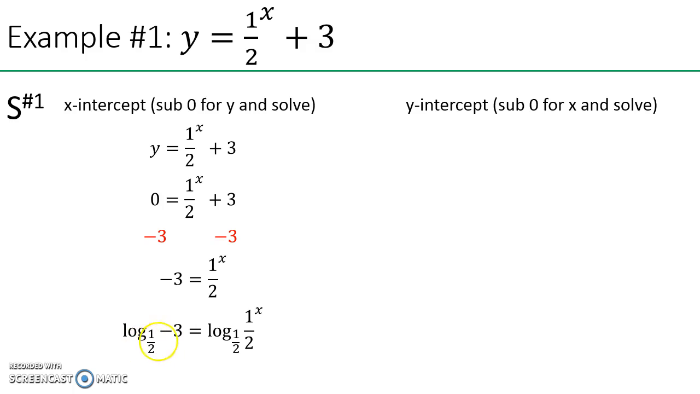So now we're looking at log base 1/2 of -3 equals log base 1/2 of (1/2)^x. Now on this side, the log base 1/2 and this 1/2 will cancel out, just leaving us x. But here we have a peculiar predicament on this side, because we have a log of a negative number. And that tells me that we can't do a negative log. So since we have a negative log, we don't have an x-intercept for this equation.